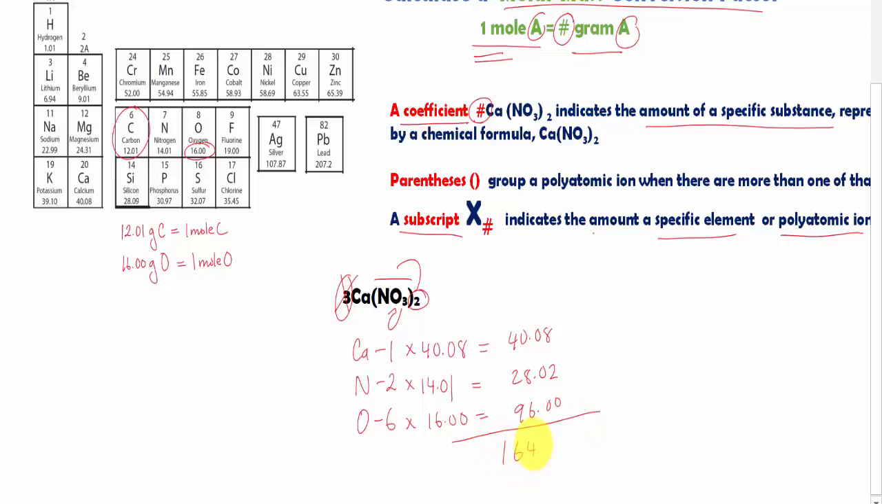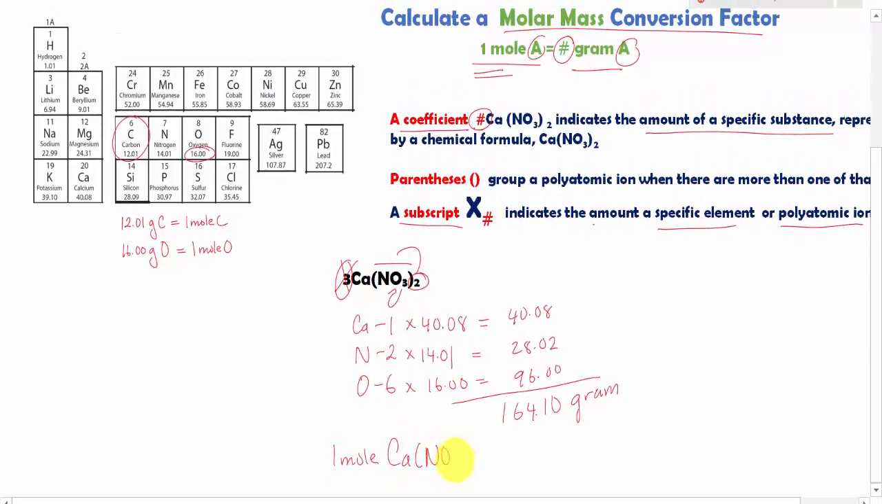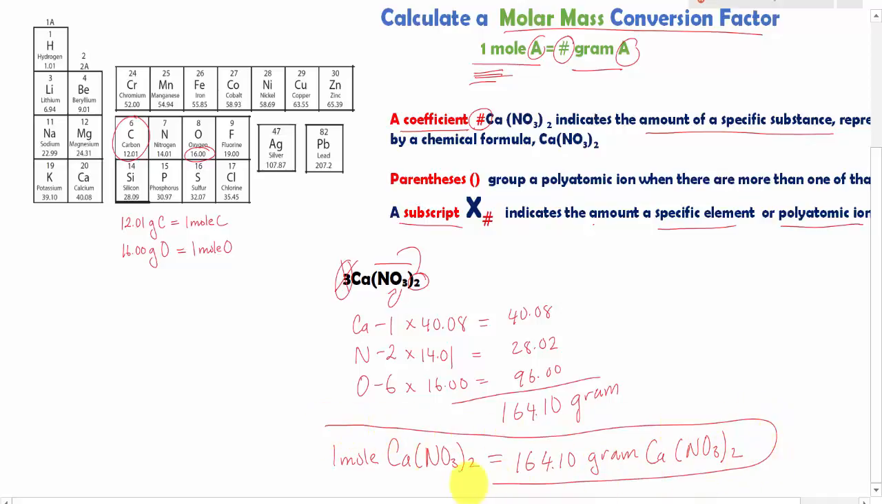That gives us 164.10, and this is the mass in grams. How do we express this as a conversion factor? Of course, we will have 1 mole of the substance, in this case Ca(NO3)2. Notice I don't care about the 3 because we are looking for 1 mole of a substance equal to 164.10 grams of Ca(NO3)2. And this is a conversion factor that we can now apply to the stoichiometry flowchart.